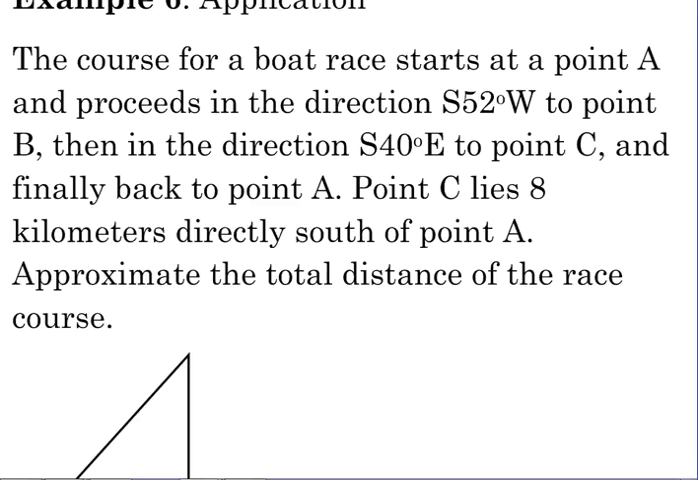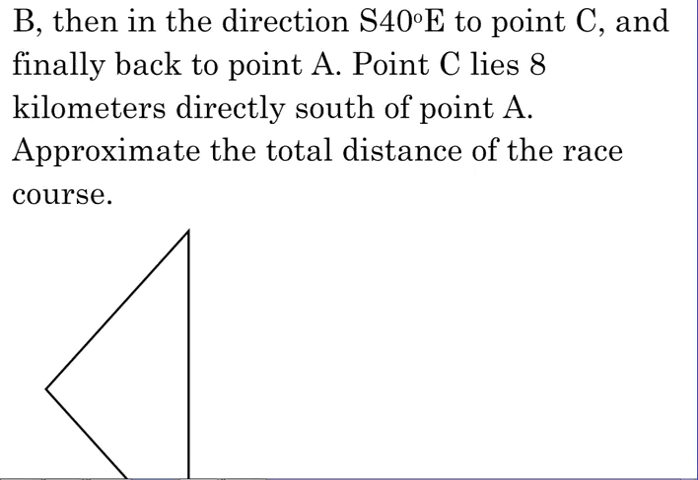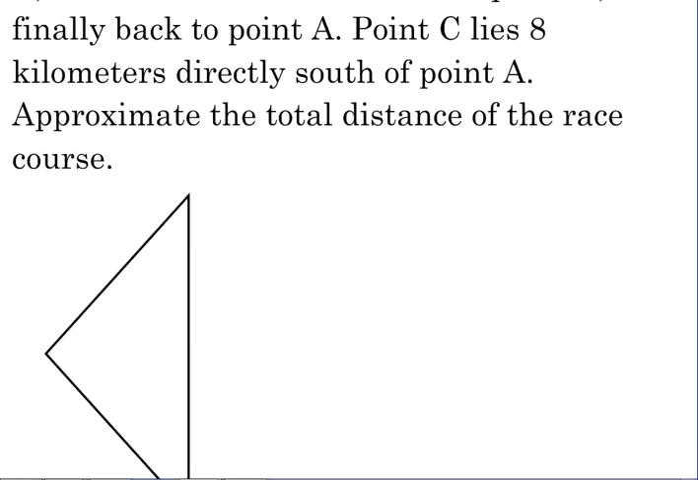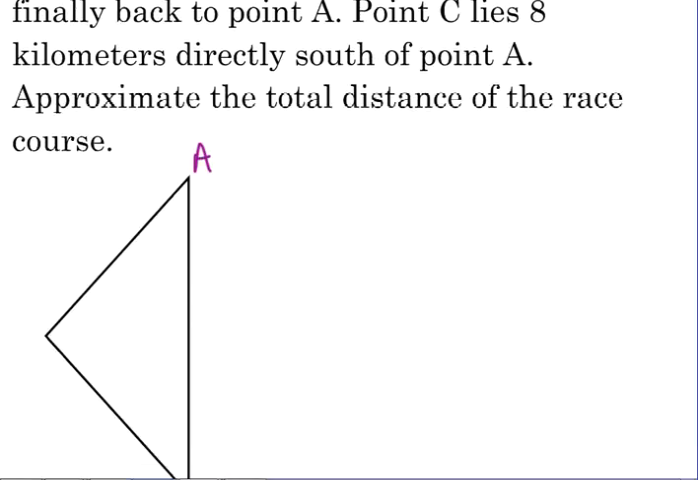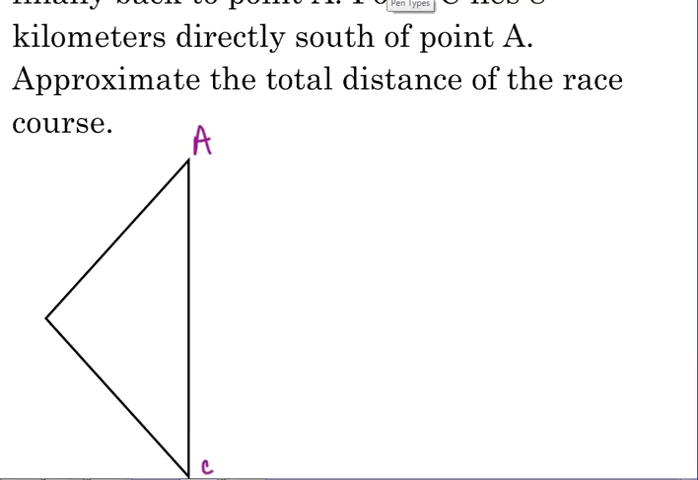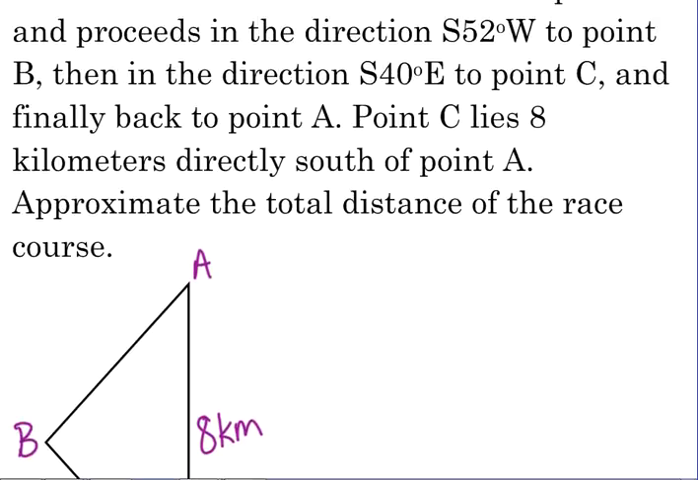So the key here is this last piece. It says C lies 8 kilometers directly south of A. So when I set up a triangle here, I've got A up here at the top, and C is down here. C is 8 kilometers directly south, so straight down. So that means B is over here. So then let's go back and get the rest of that information.